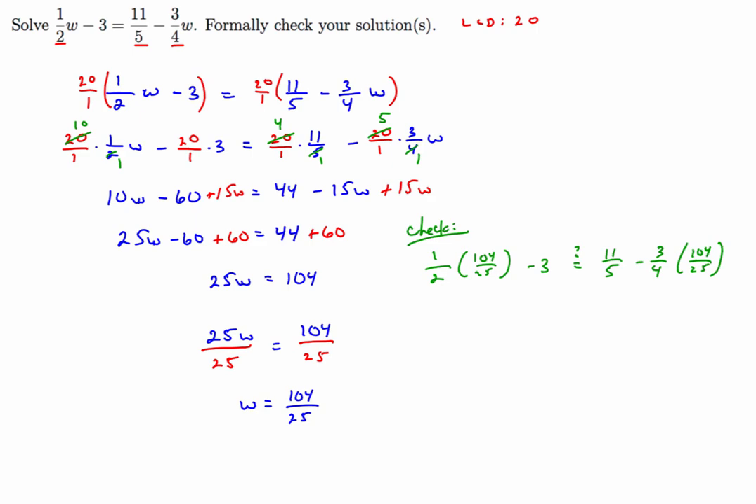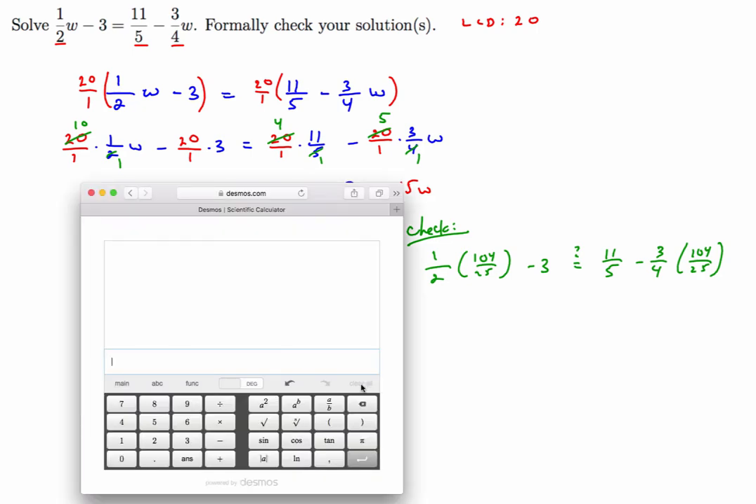Again, I could check this by hand, but I would prefer to make use of the calculator to speed up that checking process. So bringing up our calculator, we'll check 1 divided by 2, in parentheses 104 over 25, minus 3 outside the parentheses, which is negative 0.92. Will that value actually equal the other side, 11 divided by 5, minus 3/4 times, in parentheses, 104 over 25? And we do see our calculator returns the same value, negative 0.92.